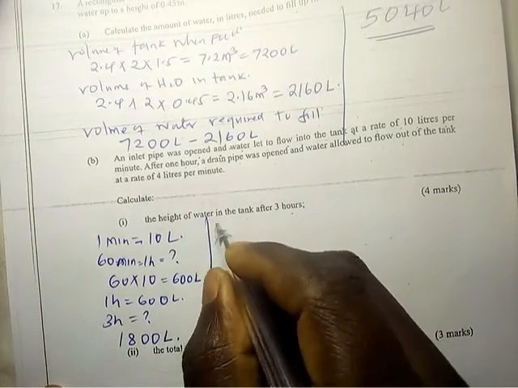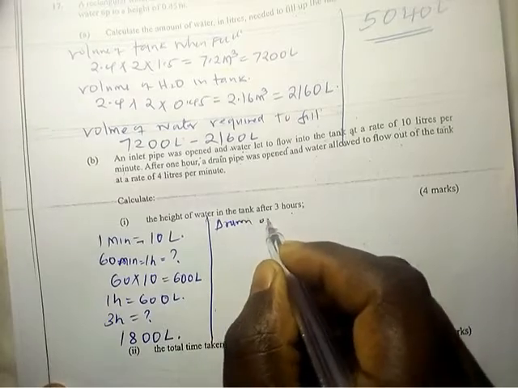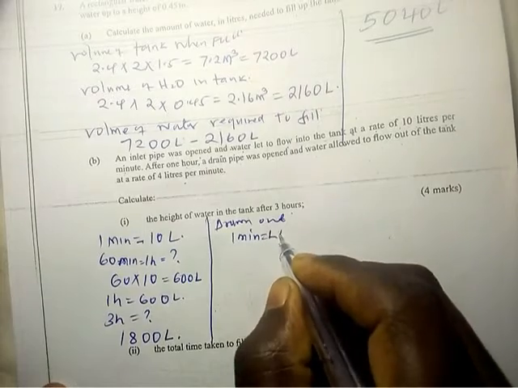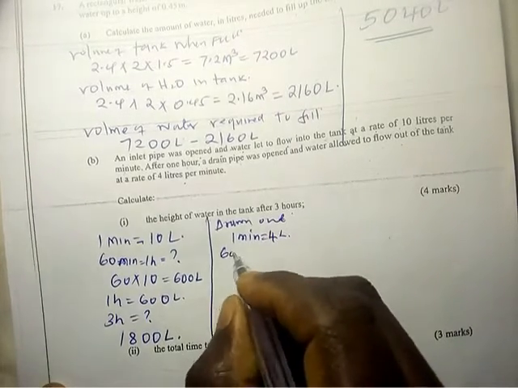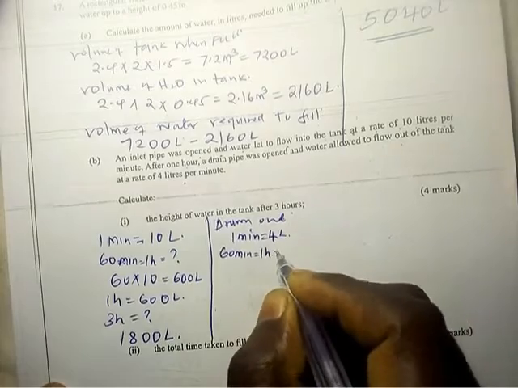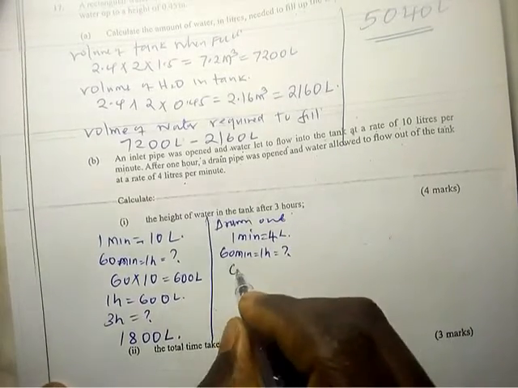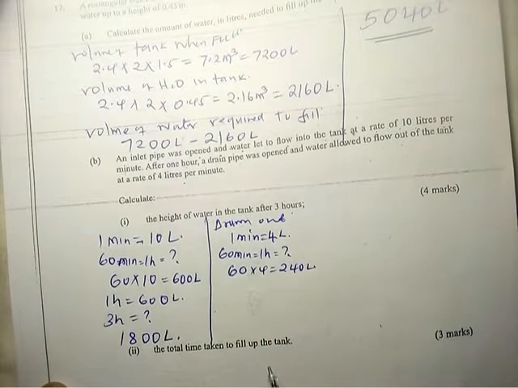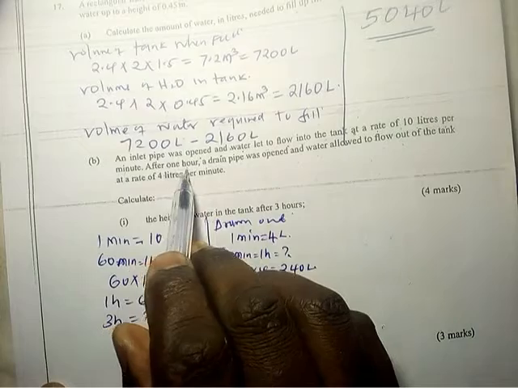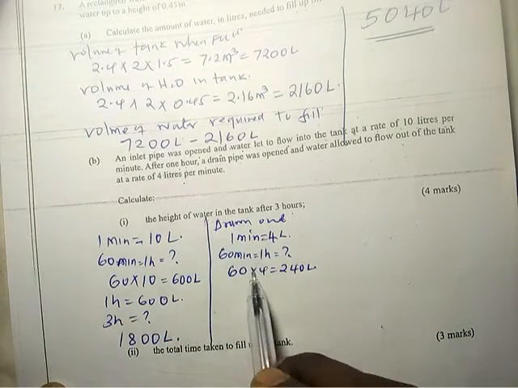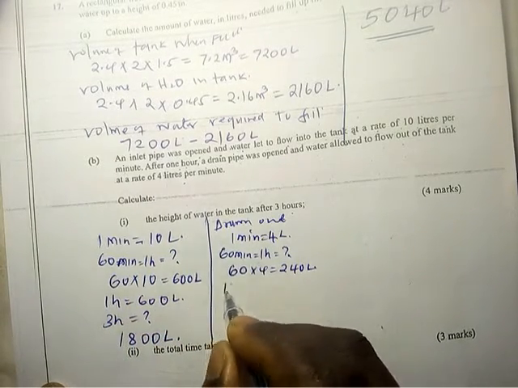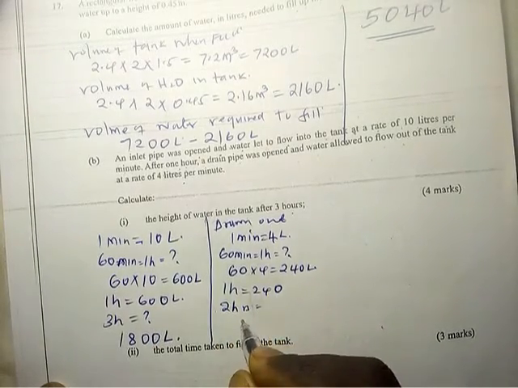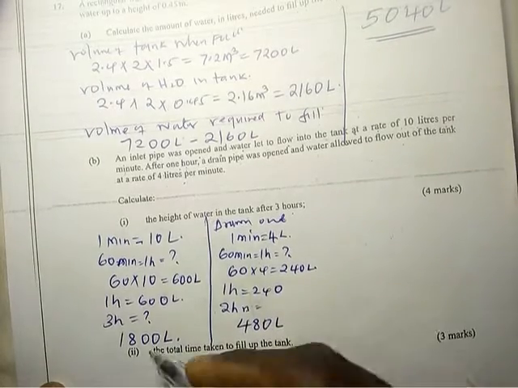Now the one that is drawn out. 1 minute draws out 4 liters. So 60 minutes, which is equal to 1 hour, will have drawn how much? It will be 60 times 4, so it is taking out 240 liters in 1 hour. But this was opened after 1 hour, so it was draining water for 2 hours. So if 1 hour is 240, what about 2 hours? It will be 480 liters that goes out.